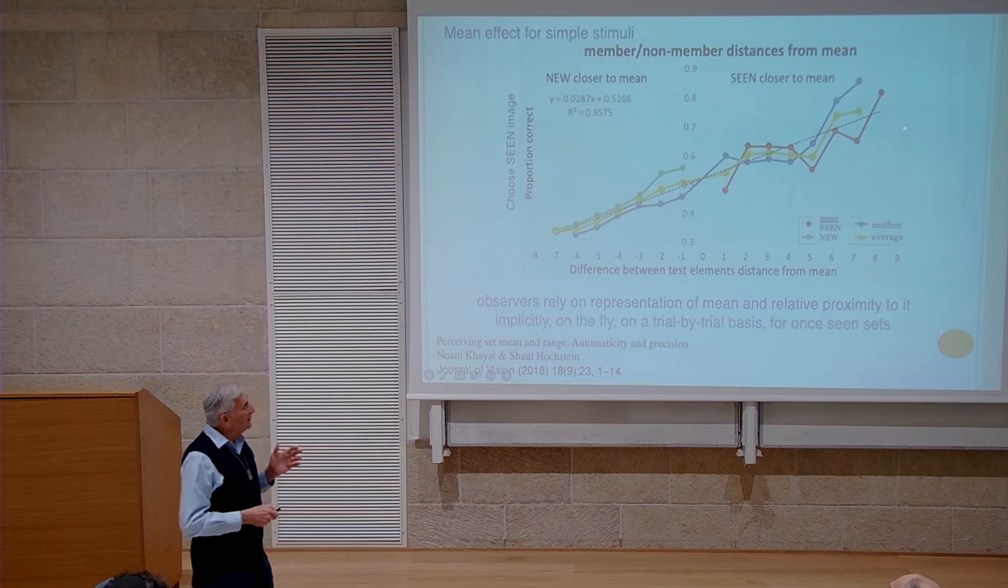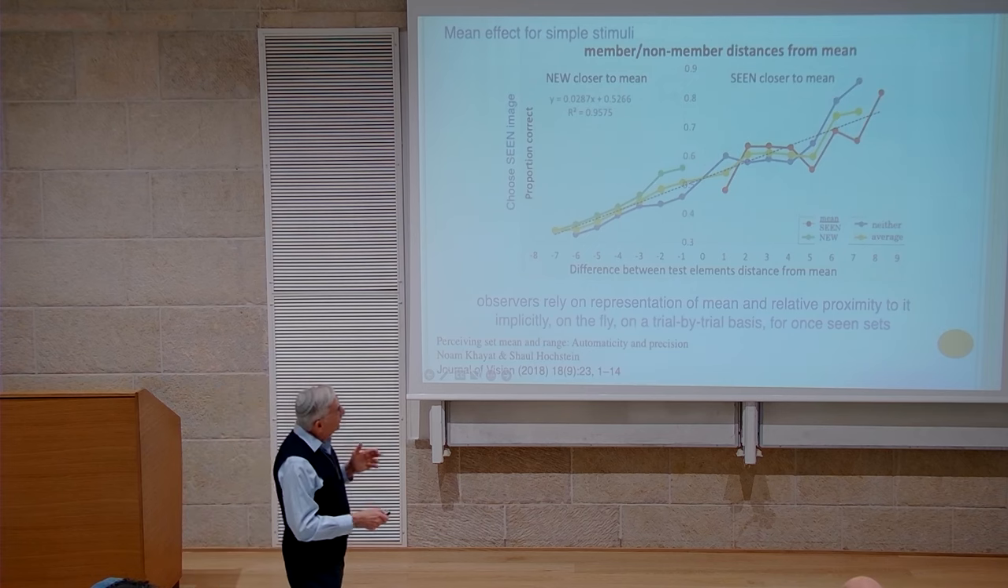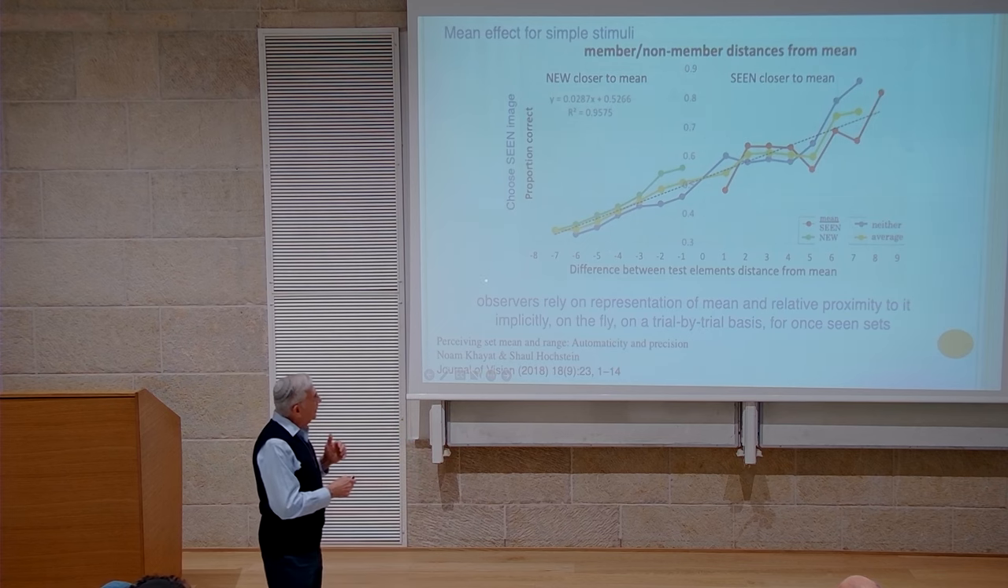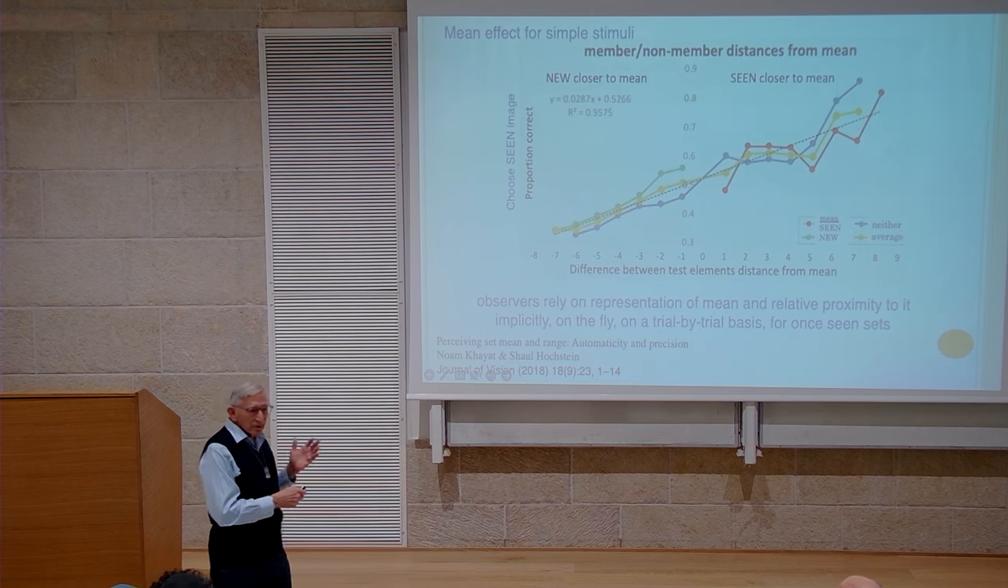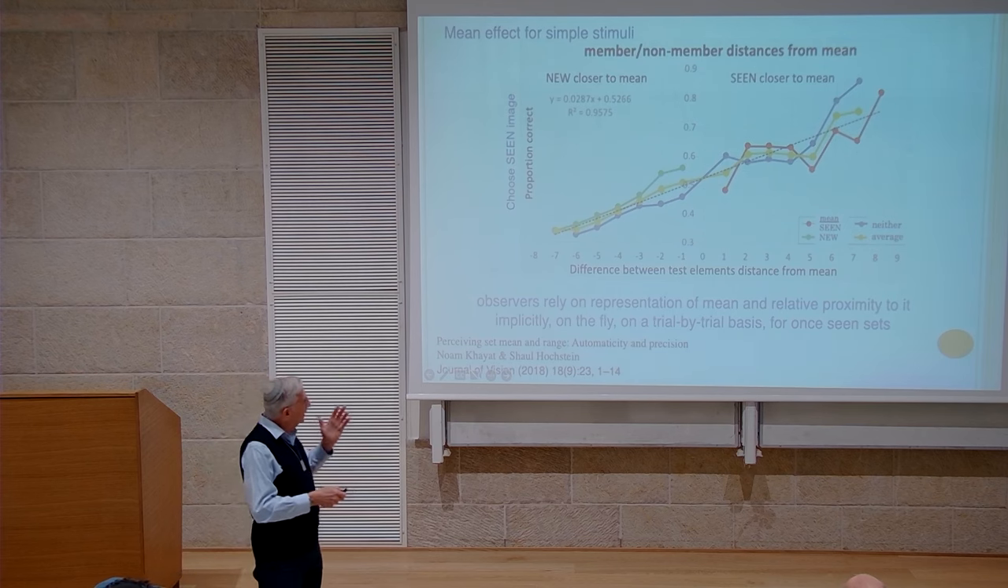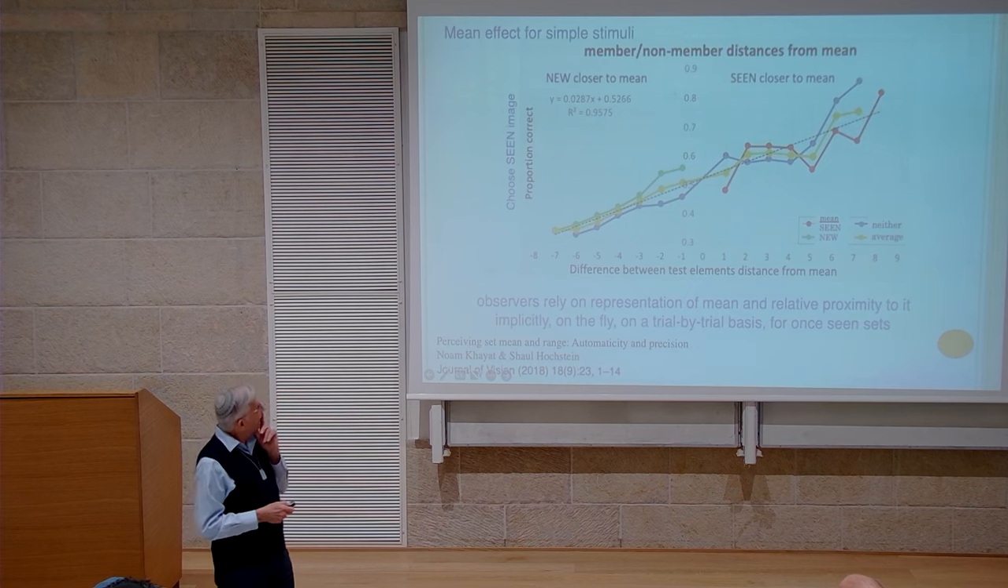And this sometimes looks like a straight line, and if we keep going further, it really looks like a sigmoid, because when you get to very big differences, on one hand, when the new is, then you get to zero, and here you get to one, so you can get a sigmoid coming out.